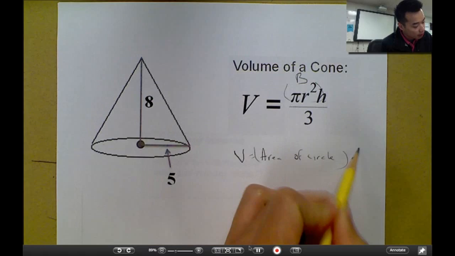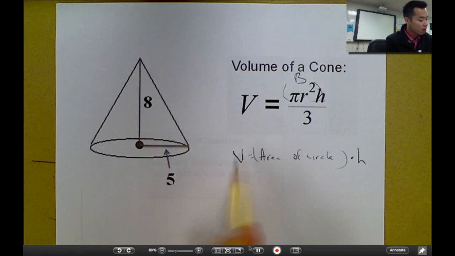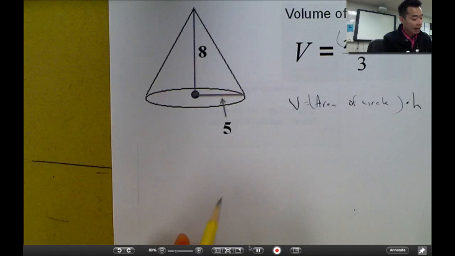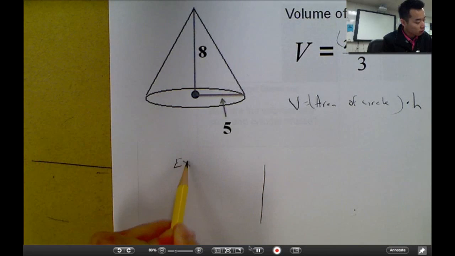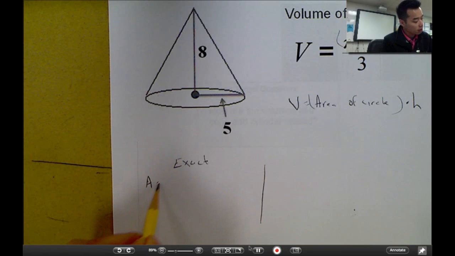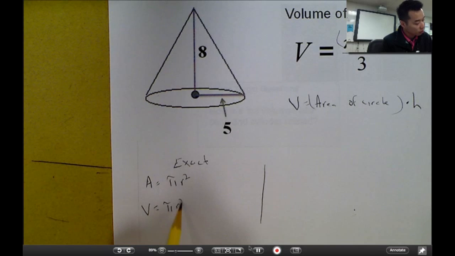and then multiply by how tall it is. So the area of a circle, we know that we also will have 2 answers, the exact and the approximate, because we're dealing with pi. So let's do the exact first. So we have area is equal to pi r squared. And then to get the volume, we need to do pi r squared h divided by 3.